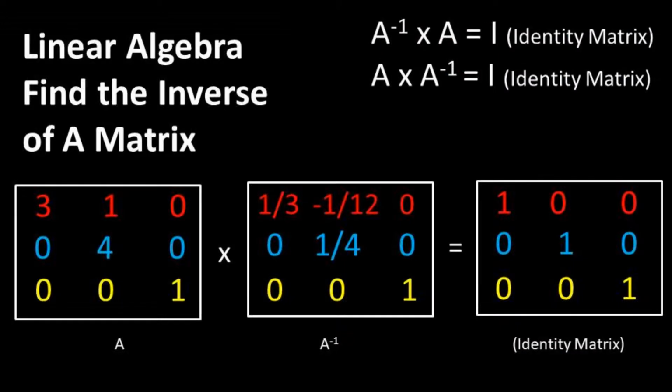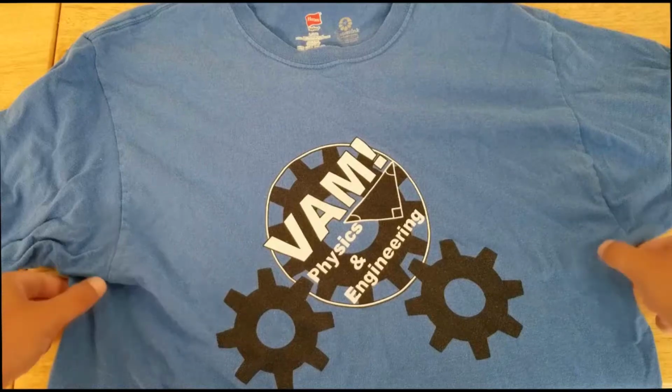To check our work, we can multiply matrix A times the inverse of matrix A we found. It should equal the identity matrix. I would recommend, if you're completing a problem like this, using Google to find an online matrix calculator to check your work. That concludes this video.